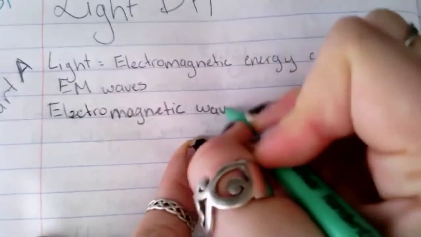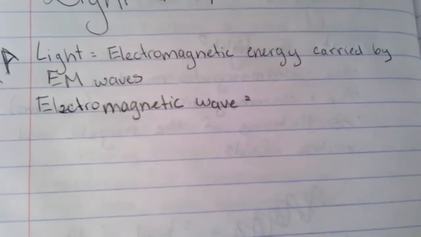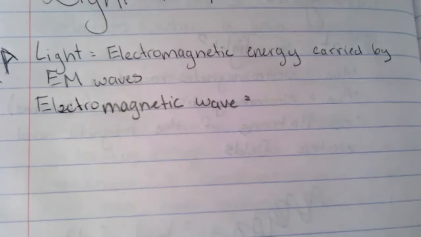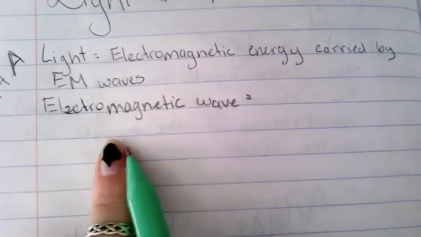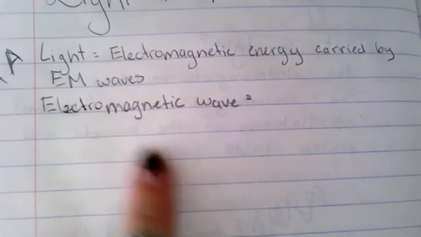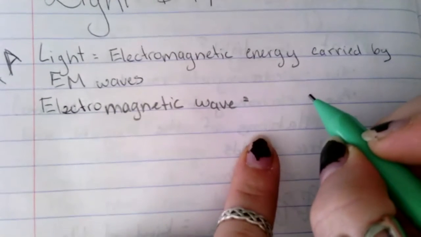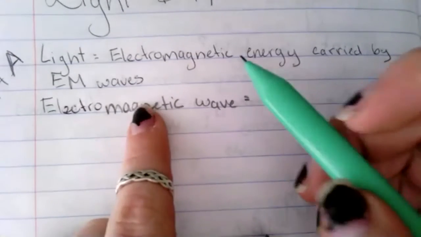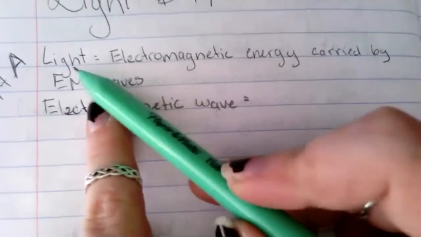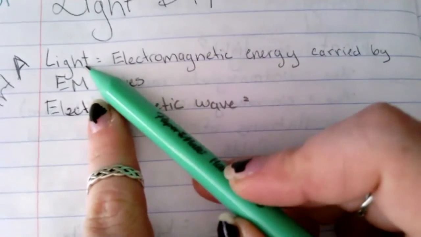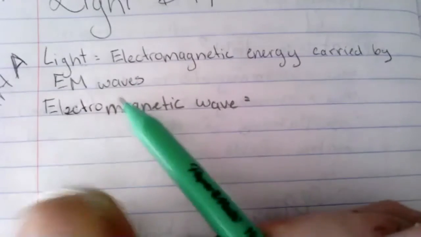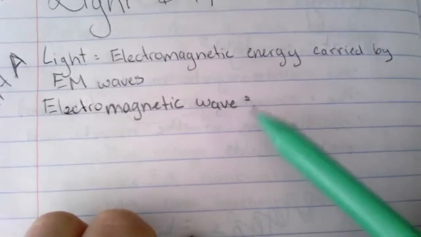Electromagnetic wave. Okay. What is an electromagnetic wave? I just said it in the last explanation. Grace? A light wave? Yes and no. Light is electromagnetic energy carried by these waves. So what is this wave?